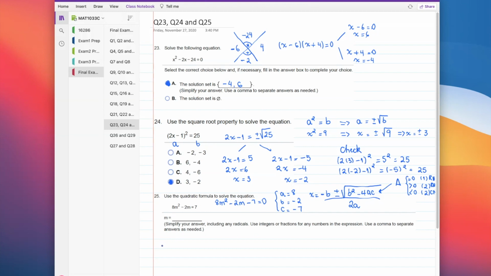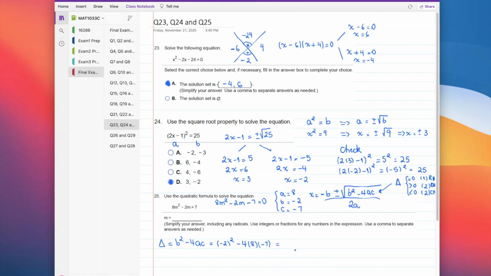So I start by determining the value for the radicand or the discriminant, that I use the delta. So let's get b squared minus 4ac and see what value this would be. So b is negative 2. Negative 2 squared minus 4 times 8 times negative 7.